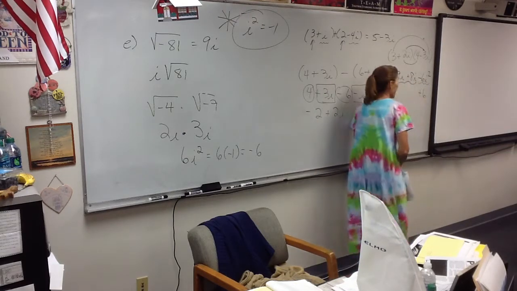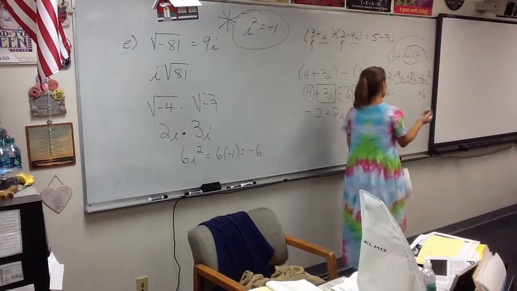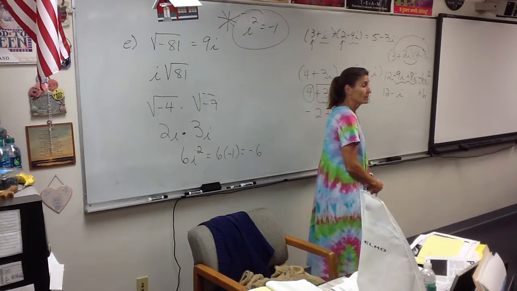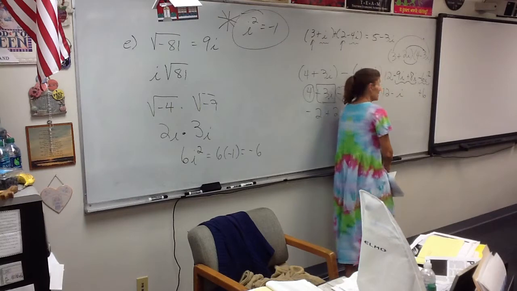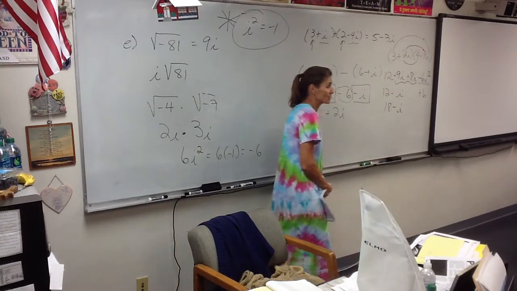These two add together. It's a negative 9 and a positive 8. So that makes negative 1i, right? Now we have a 12 and a 6. So 18 minus i is our answer.